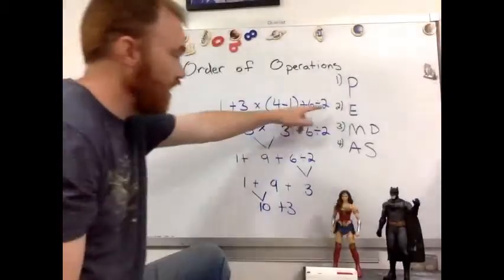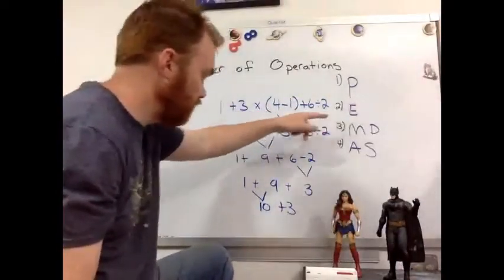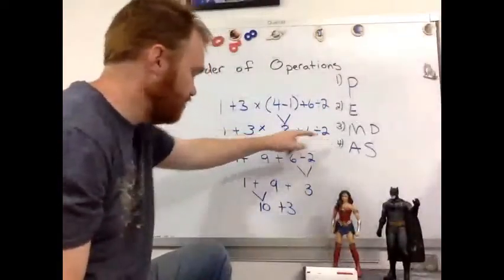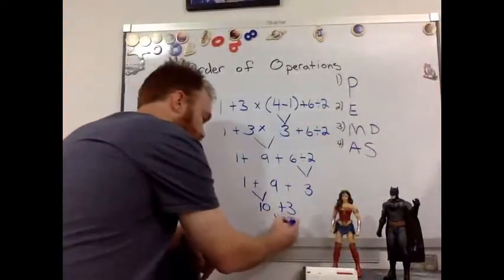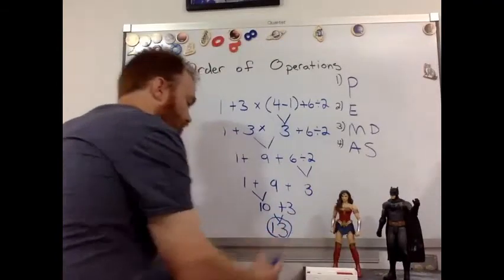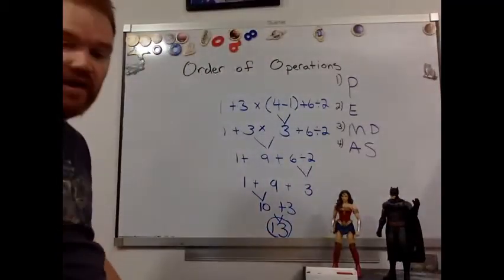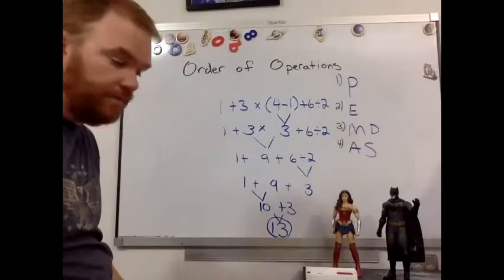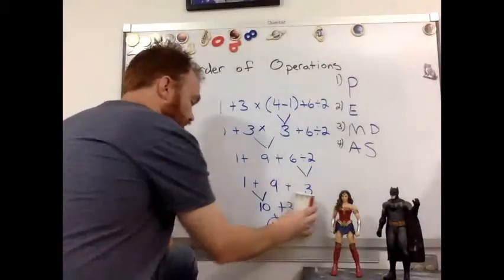Parentheses? No. Exponents? No. Multiplying, dividing? No. Adding, subtracting? Yes. 10 plus 3 gives me 13. I have no other value with that, so 13 ends up being my answer. Okay? All right, good.